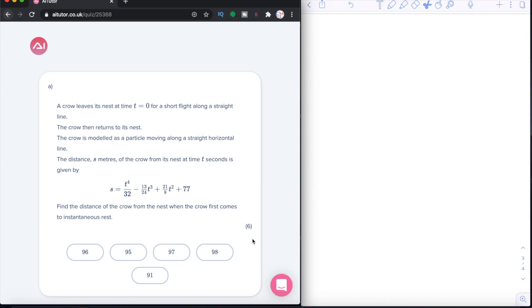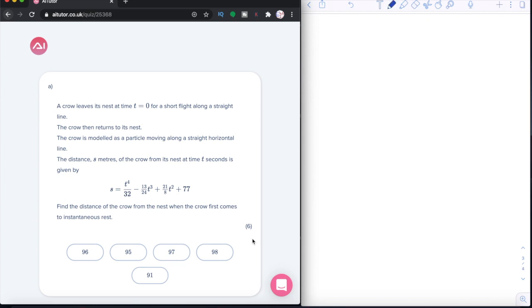Okay, so we need to find the distance of the crow from the nest when the crow first comes to instantaneous rest. Right, so what that means is the bird is flying away from its nest and then it suddenly stops. And when it suddenly stops, that means its velocity will be equal to 0. So here we've got a function in terms of t, our time, for our distance s. That's what s is, s is our distance. And we want to try and work out t when v equals 0.